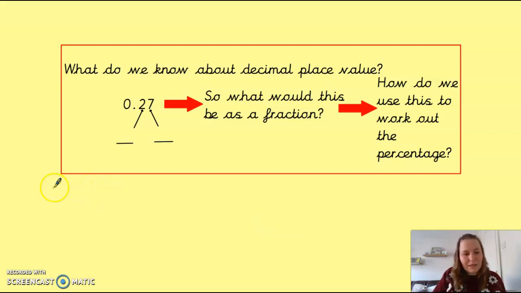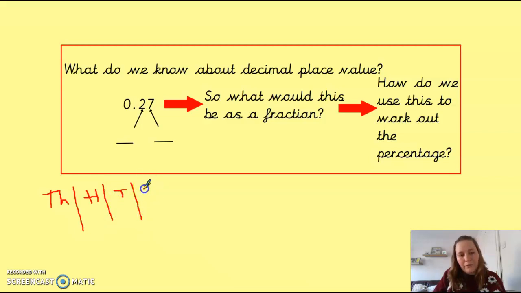Okay, if I think of a place value grid, I've got thousands, then I've got hundreds, then I've got tens, and then I've got ones. Okay, then I've got my decimal point. But what are the columns after the decimal point? Can you remember? Straight after the decimal point comes tenths.